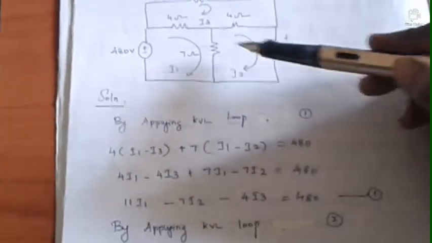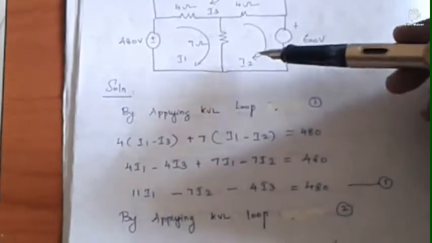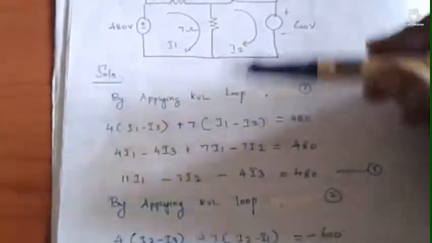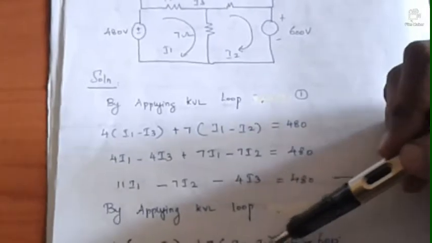You know I1 current and I2 current are both acting, but now we are discussing loop number 2. So it is 7 into I2 minus I1.